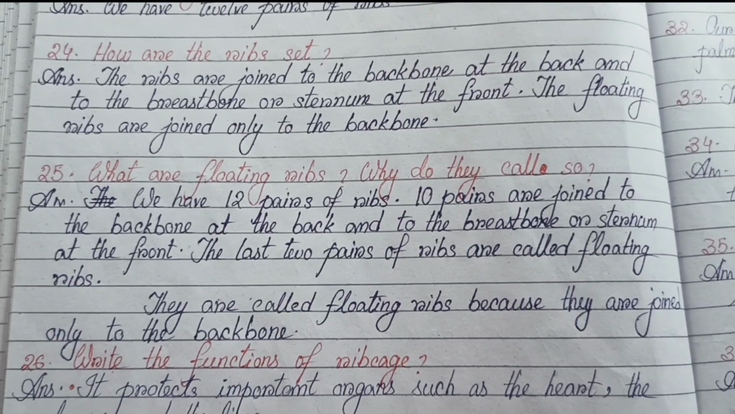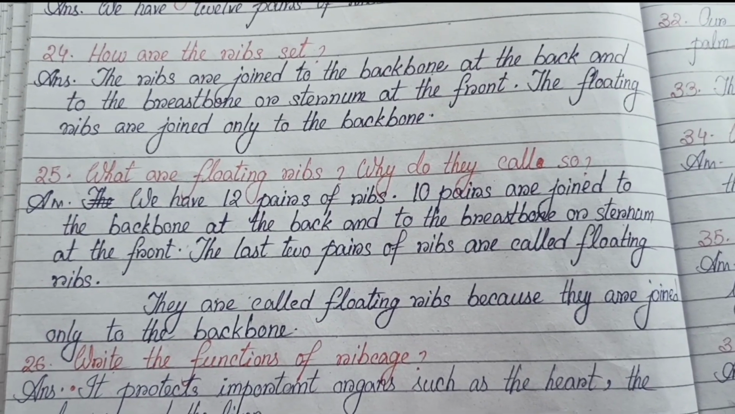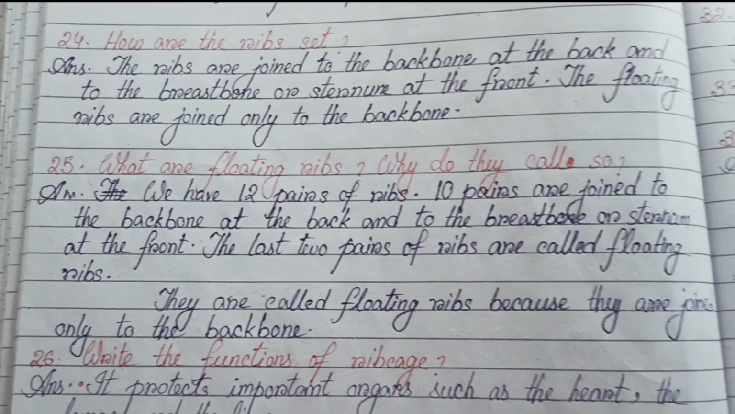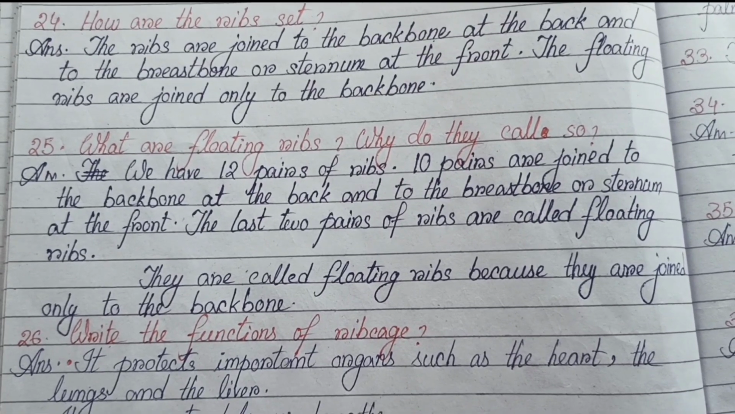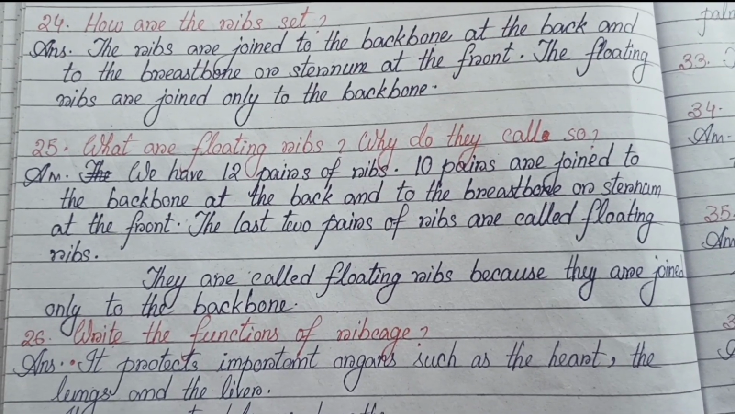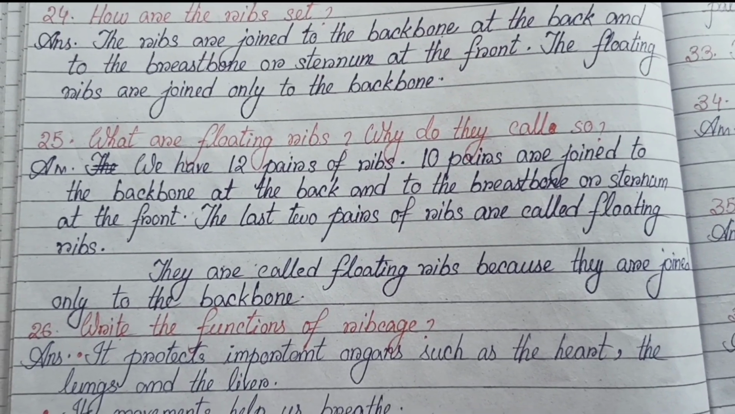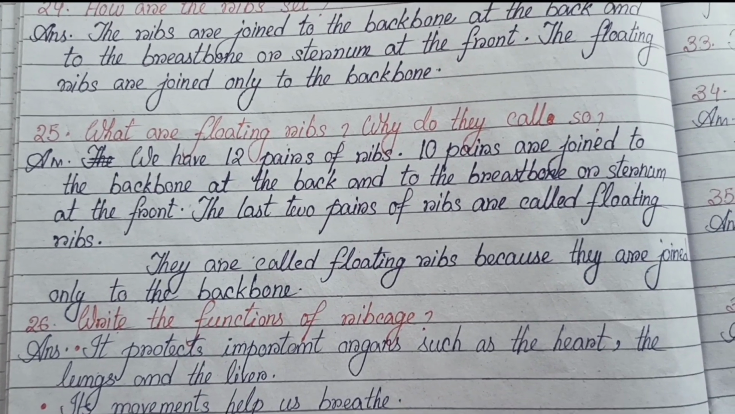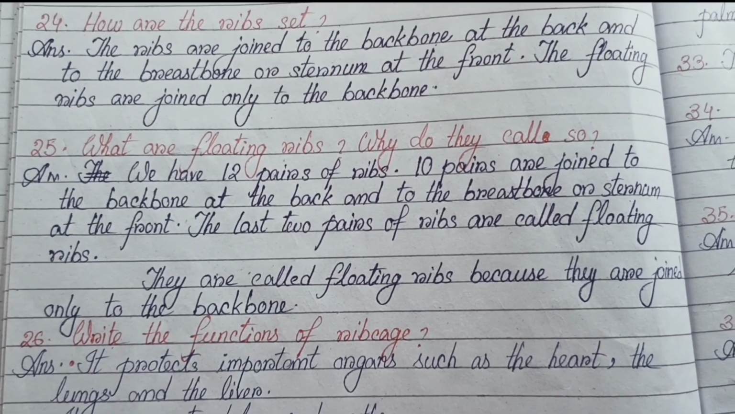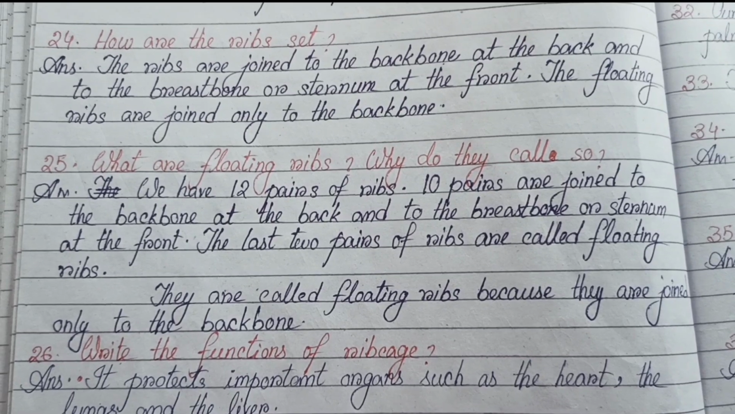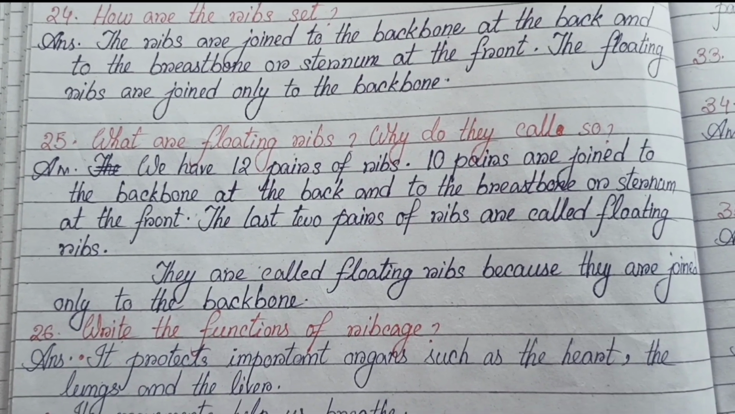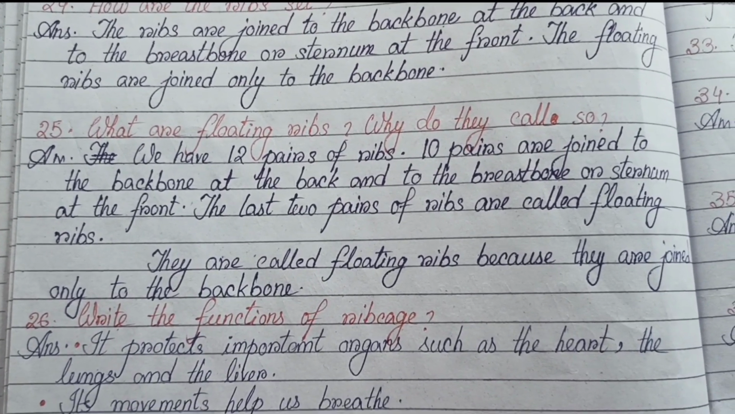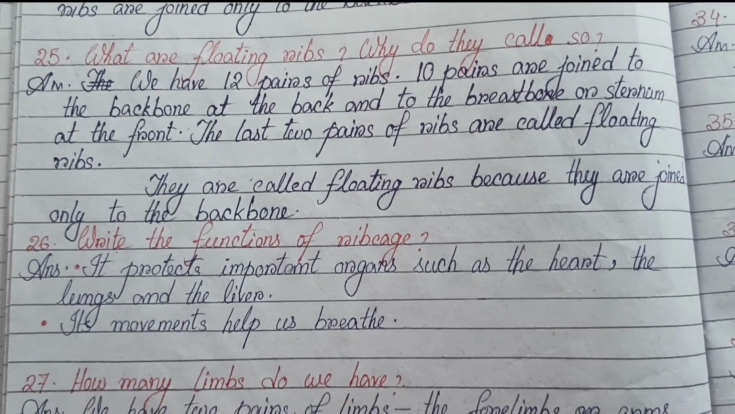Number 25. What are floating ribs? Why are they called so? We have 12 pairs of ribs. 10 pairs are joined to the backbone at the back and to the breastbone or sternum at the front. The last two pairs of ribs are called floating ribs. They are called floating ribs because they are joined only to the backbone.